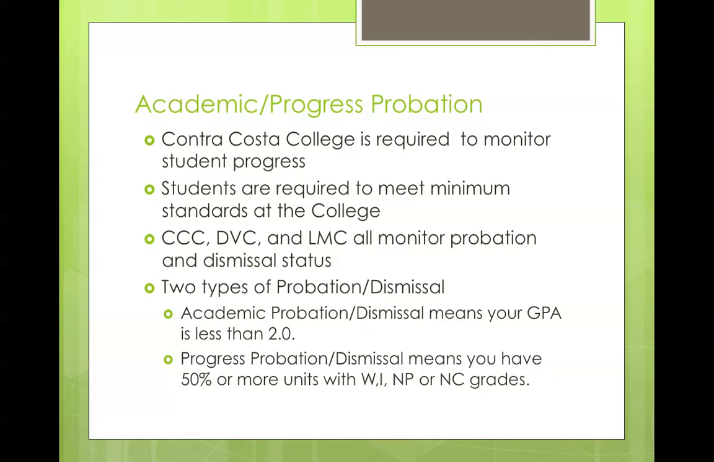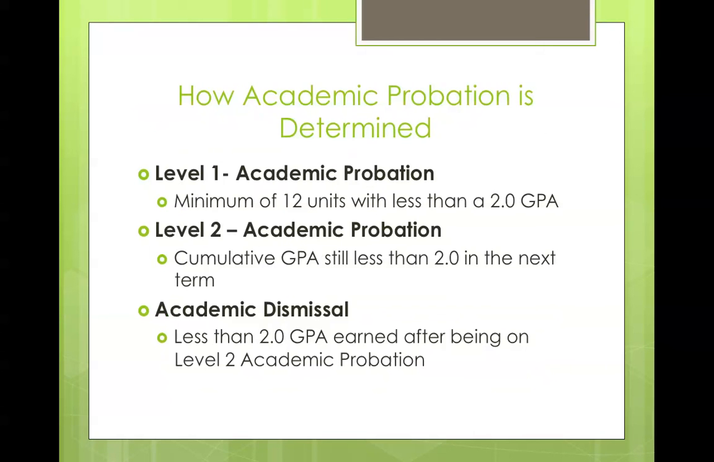Academic probation and dismissal means your GPA. Academic probation, and eventually you can be put on dismissal, means your GPA is less than 2.0. That's what typically academic probation is all about. Progress probation, on the other hand, you can eventually be on dismissal. Progress probation means you have 50% or more units with withdraw, incomplete, no pass, or no credit grades.